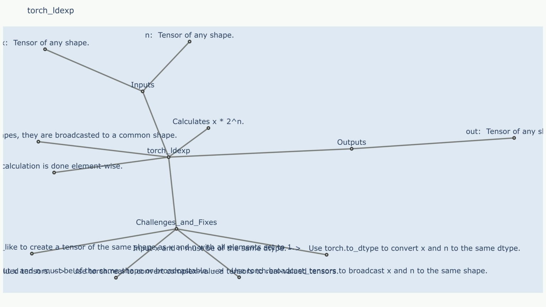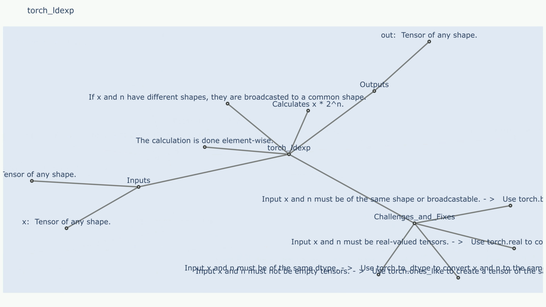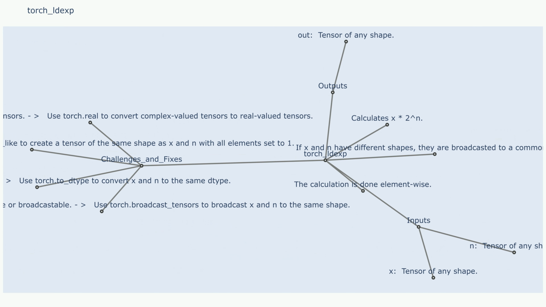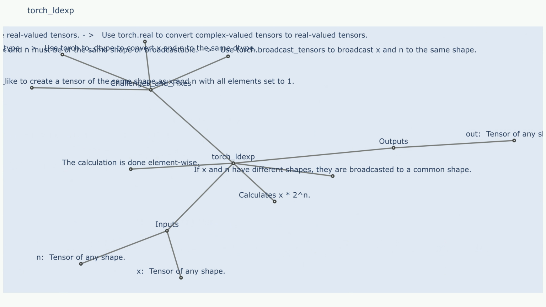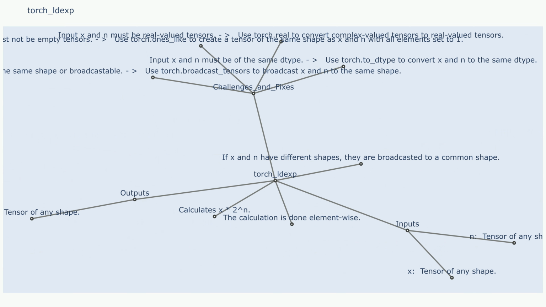torch.ldexp. Description: the torch.ldexp function calculates the result of multiplying a floating point number by 2 raised to the power of an integer exponent. Inputs: x, a tensor containing the floating point numbers to be multiplied. Exponent, an integer tensor representing the exponents to which 2 will be raised. It must have the same shape as x or be a scalar. Outputs: y, a tensor of the same shape as x containing the results of the calculation x * 2^exponent.